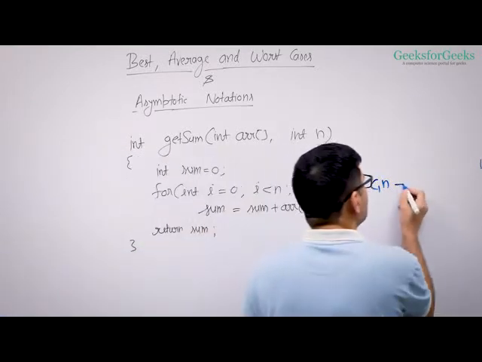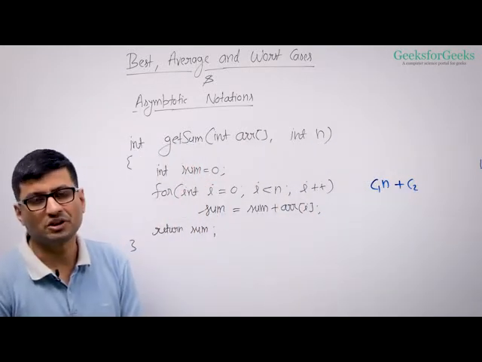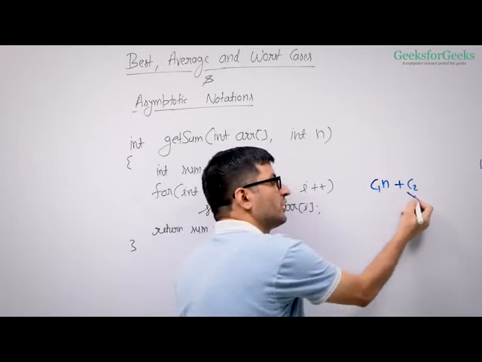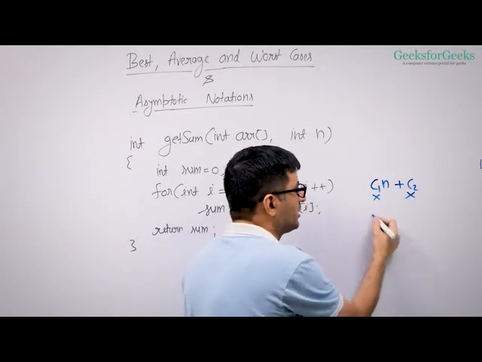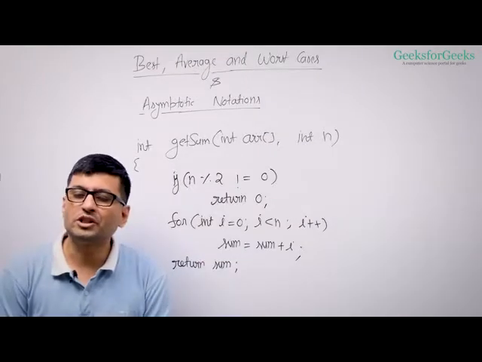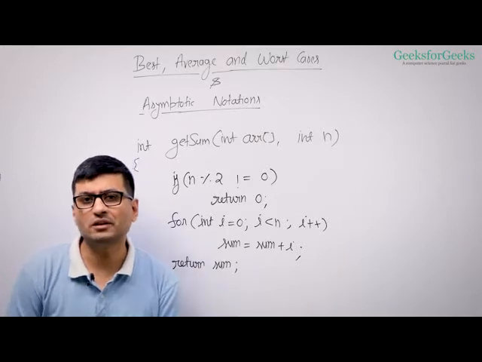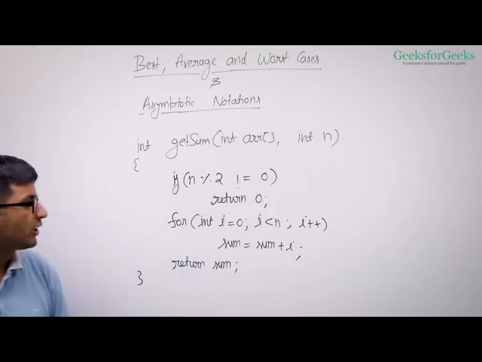So c1n plus c2 is the time taken by this function, and if we ignore the lower order terms and ignore the leading constants, we say that n is the order of growth. We just figured out simple order of growth for a simple function. I have made the function slightly complex now.